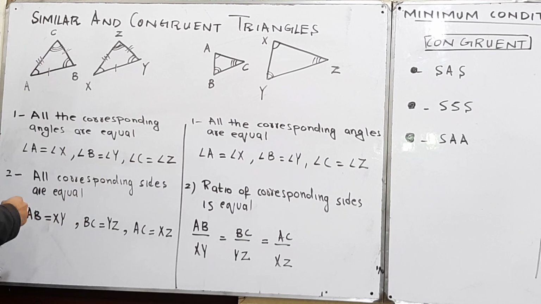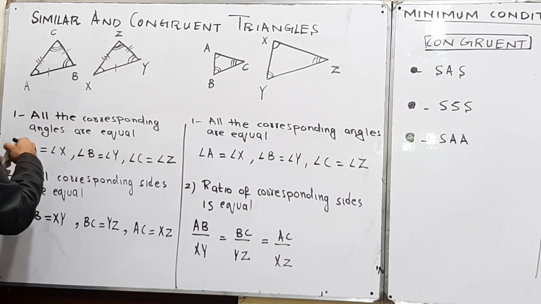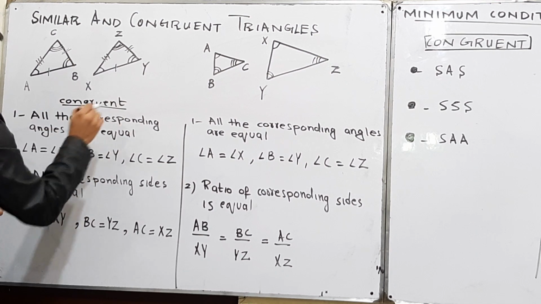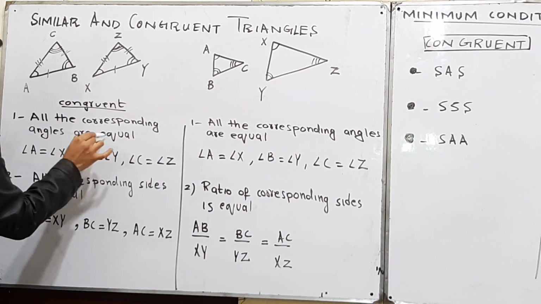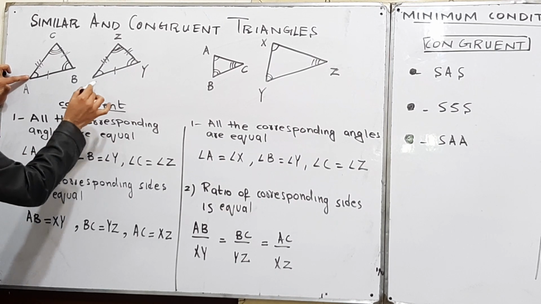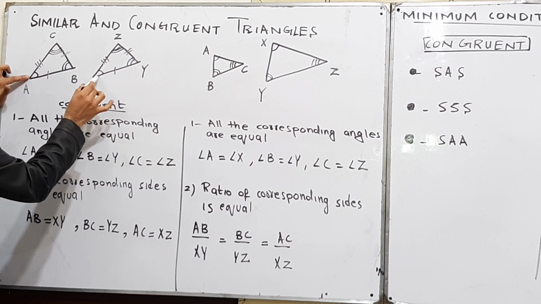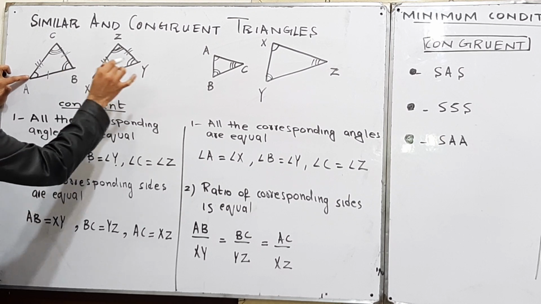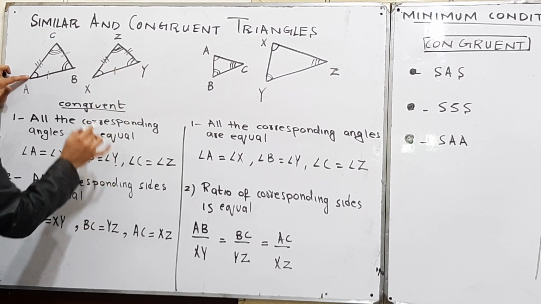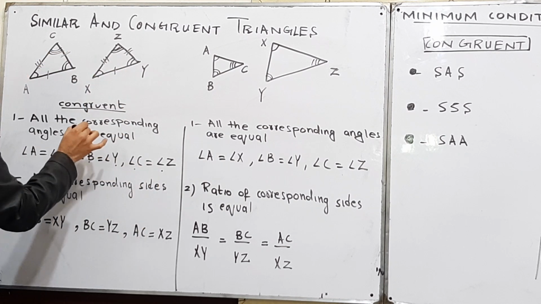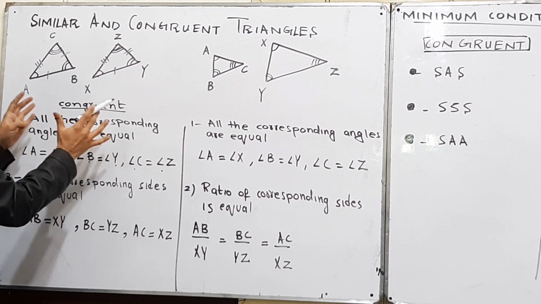Now, what are basically the main characteristics? In congruent triangles, all the corresponding angles are equal, which means angle A is equal to angle X in the correspondence of these two triangles. Angle B of this triangle and angle Y of this triangle are equal. Angle C and angle Z are equal. So, corresponding angles are equal. This is the case for congruent.